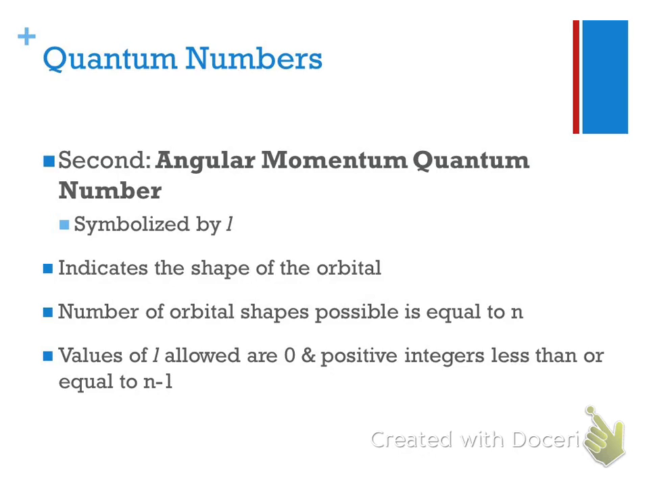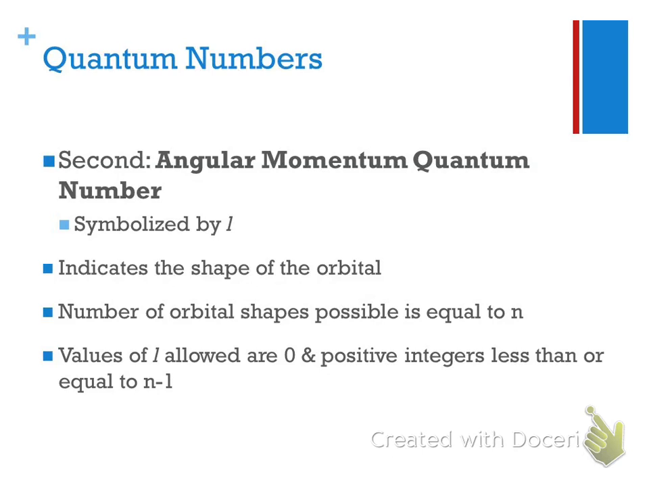Okay, so if I have a principal quantum number of 4, n equals 4, how many different orbital shapes am I going to have? 4, right? And the values for L that could correspond with that would be 0, 1, 2, and 3. I would have an L equal to 0, 1, 2, or 3. I have 4 options. They start at 0 and go all the way up to n minus 1. So since n equals 4, I'd have an L equal to 0, 1, 2, or 3.